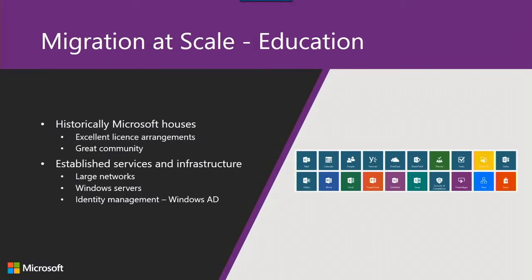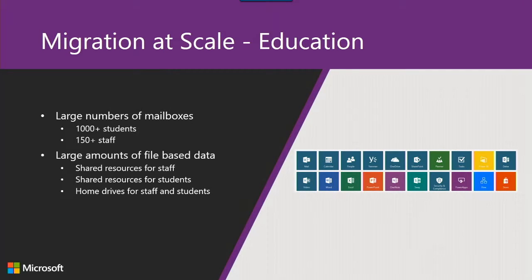Education also has large networks. When you saw the title, migration at scale for education, a lot of people think, well, it's only a school. But what you have to remember is that a lot of secondary schools in the UK have got 1,000+ students and a couple of hundred staff, so there can be 1,200 users, and they've already got established identity management, so they've got AD and that sort of thing built already and waiting to go. And then the other thing is they've got a lot of data. Over years, schools have built up resources.